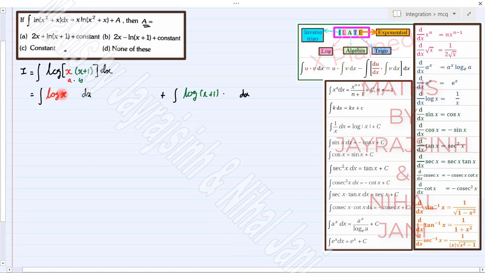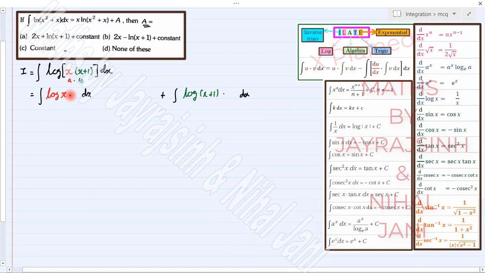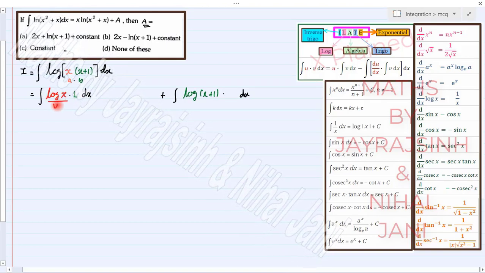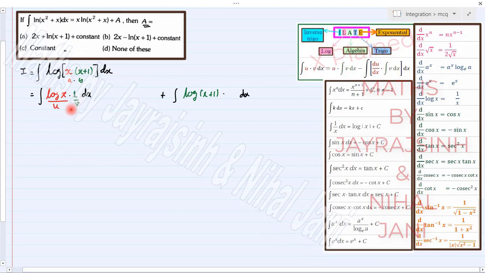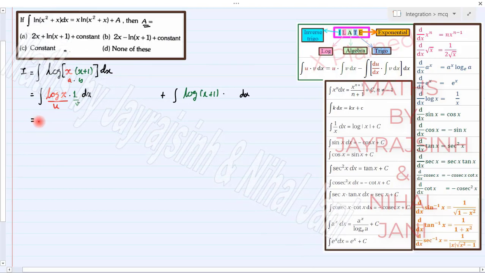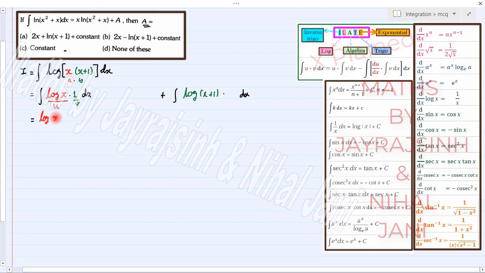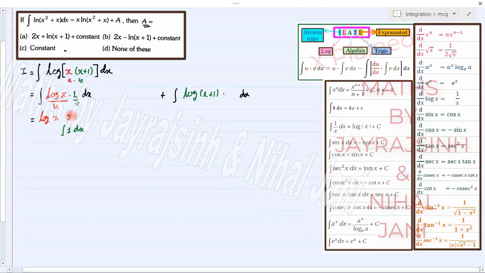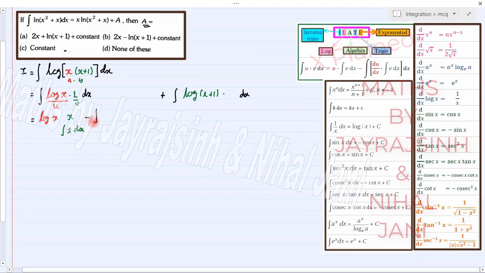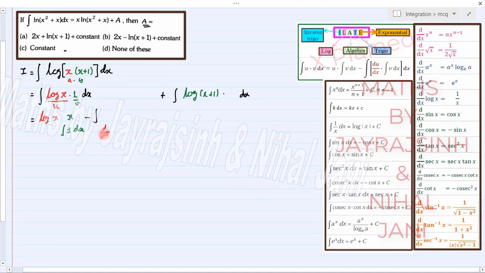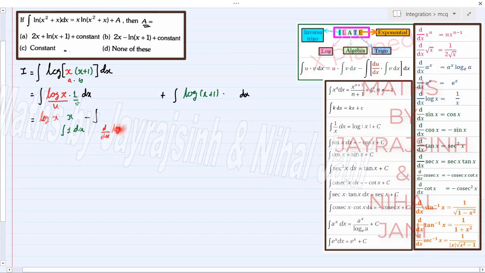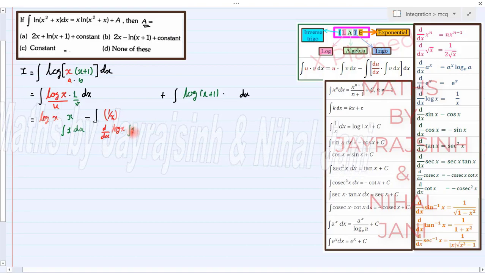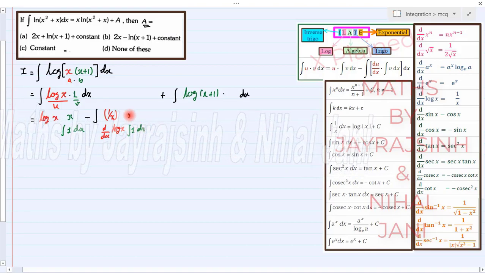And we know that to integrate a logarithmic term, we have to assume log x into 1. We will select log x as u and 1 as v. So it will be log x into integration of 1, which will be x, minus integration of the product of differentiation of u, which is 1 by x, and integration of 1, which will be x.